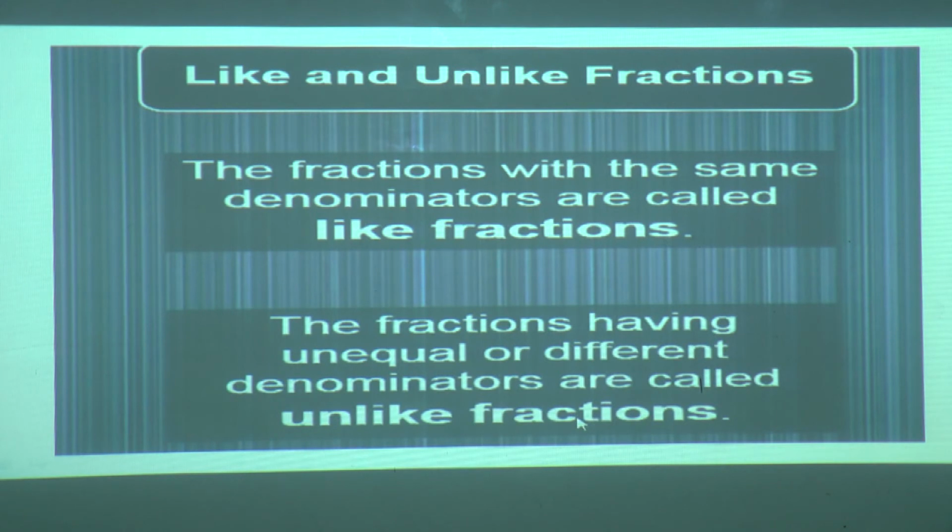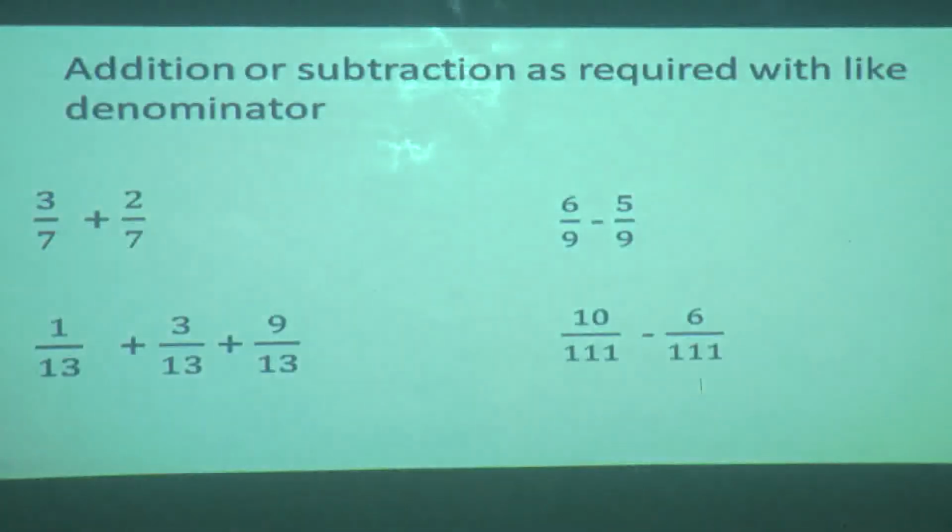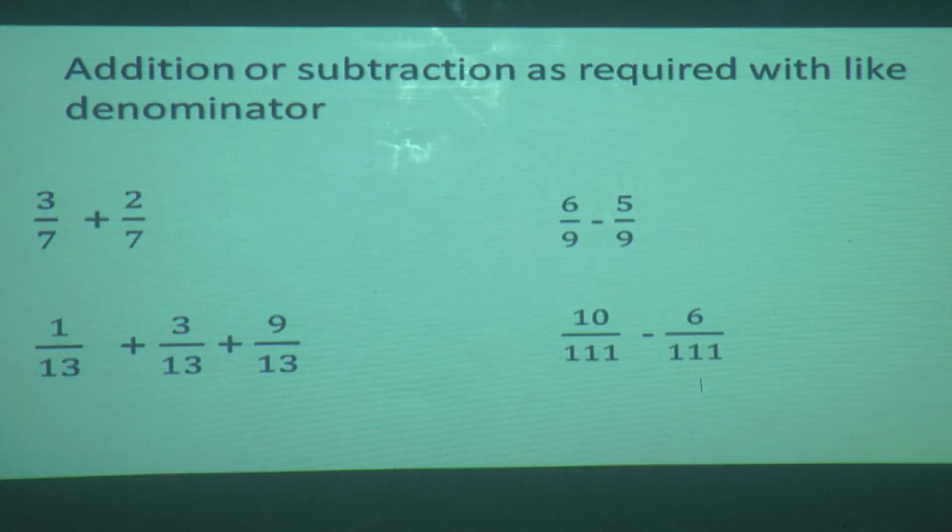Write some fractions of your own in your notebook and check whether the denominators are equal, meaning they have the same number. Then we can say they are like fractions. If the numbers in the denominators are different or unequal, then we can say they are unlike fractions. So you now know what like fractions and unlike fractions are. Afterward, we have to see what operations we use with fractions.